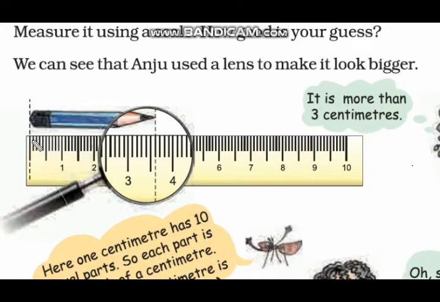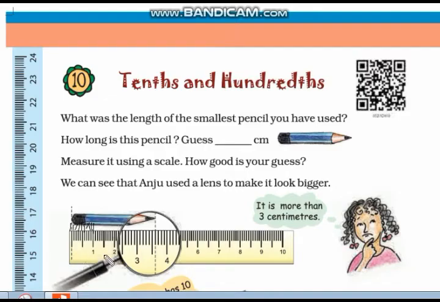So we can count here 1, 2, 3, 4, 5, 6, 7, 8, 9 and this 10. So there are 10 mm.